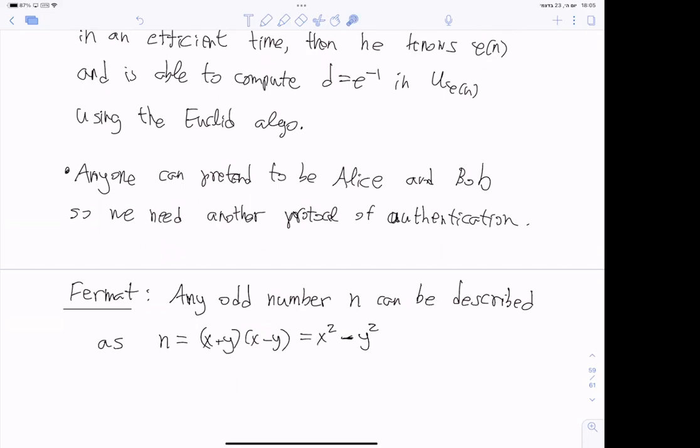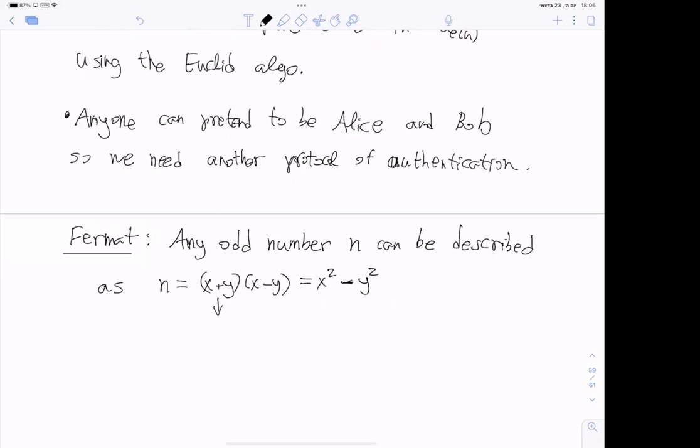It's not difficult to show that. If n is decomposed into two numbers, suppose P and Q, or in general L and M, then it's not difficult to compute x plus y equal to L and x minus y equal to M, so you can find x and y. But you don't know L and M. You are searching for such x and y, because once you know such x and y, then you know L and M.